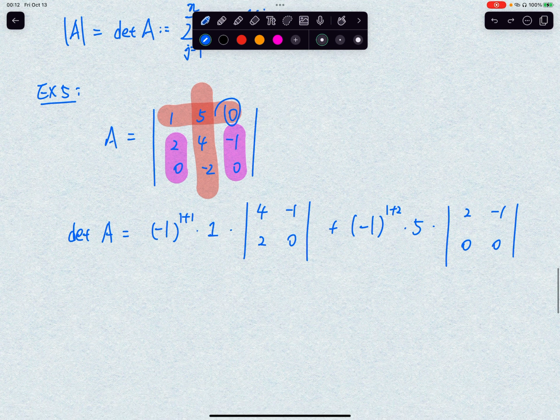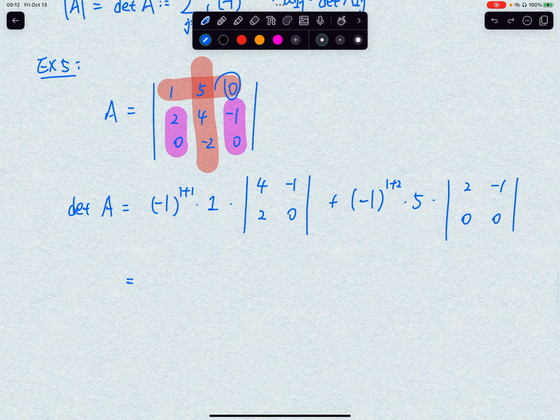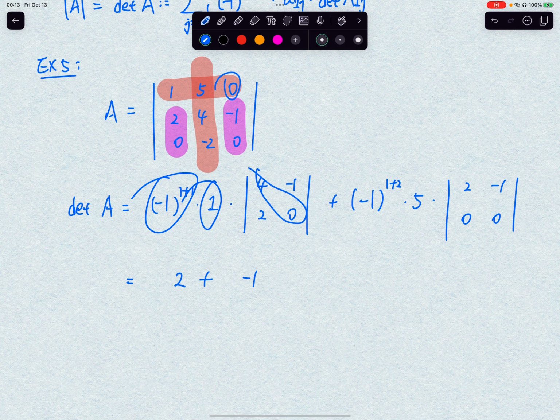Okay, so now let us calculate this. This is a 2 by 2 determinant. This is to calculate this one. So this one is 1, and this one is 1. This is 4 minus 2, minus 2, which is 2. So it's 2 plus, and this is minus 1 times 5 times 0.